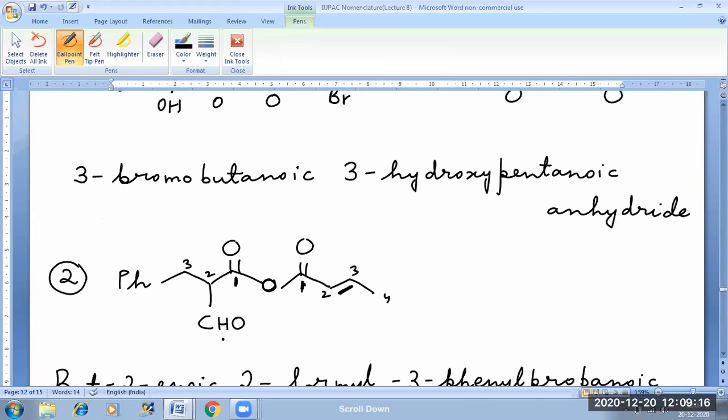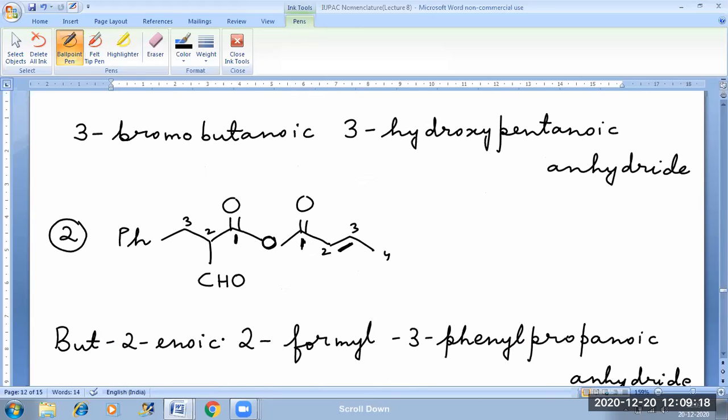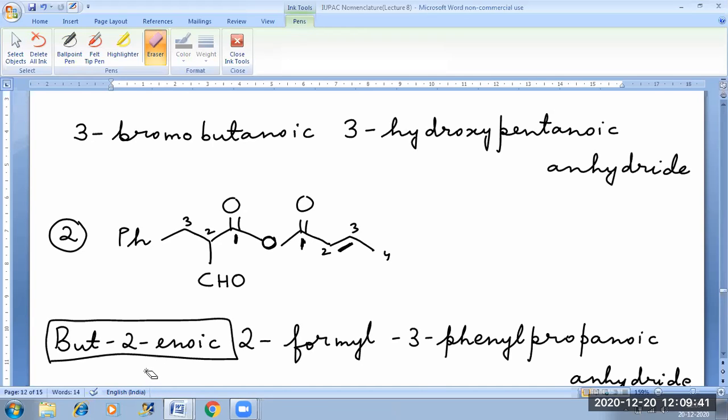If I look at the part which is on the right, it will be what? But-2-enoic. That is, this portion will be the part which is on the right hand side. So but-2-enoic. This is the part which is on the right hand side of the oxygen atom.